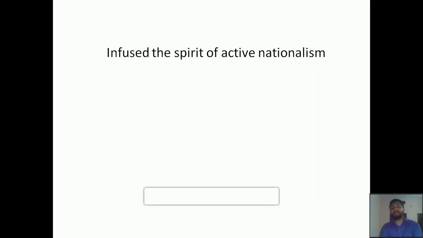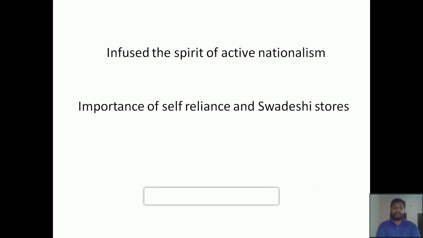All the people got charged with the nationalist feeling, or nationalism. So it led the people to take active participation in the nationalist movement. So it was the fourth important achievement from the assertive nationalist leaders. And again, the importance of self-reliance and Swadeshi stores.